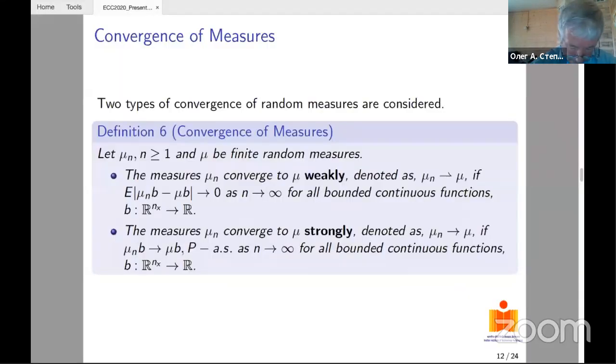In the current work, two types of convergence of random measures are considered. Let mu and mu n be finite random measures. The measures mu n converge to mu weakly, denoted as mu n to mu, if the expectation of the absolute value of mu n b minus mu b tends to 0 as n tends to infinity for all b. The measures mu n converge to mu strongly if mu n b converges to mu b as n tends to infinity for all b.